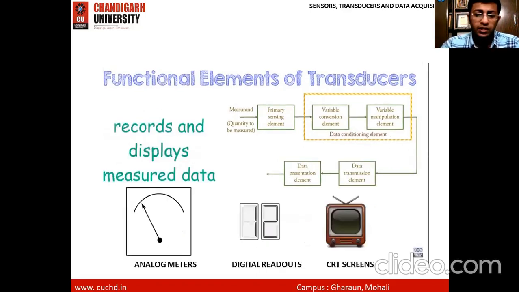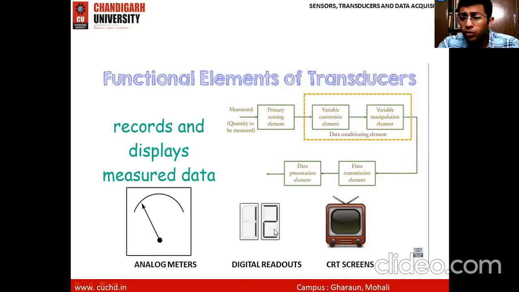Then after that, you have data presentation elements. So once you are able to measure the data or transfer the data to a remote location, there you need to display the data as well, so that you are able to analyze the data visually. It can be in the form of analog meters, normal analog readings, like in the diagram you can see.